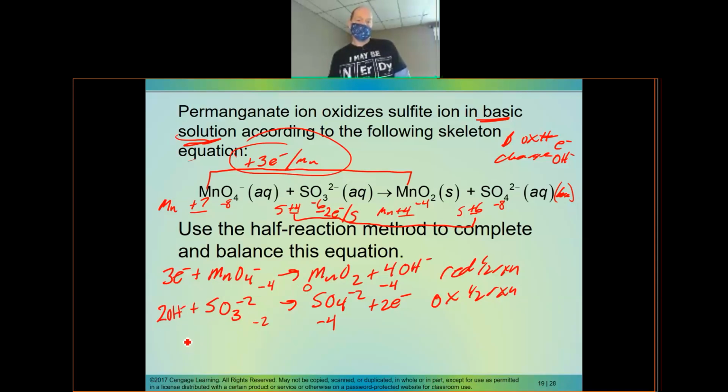And so that's another -2. So now we have -4 is equal to -4. So that's how you balance the charge. All right, and now we are going to balance the hydrogens and oxygens with water.